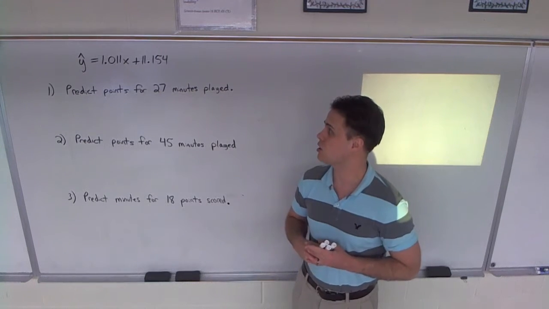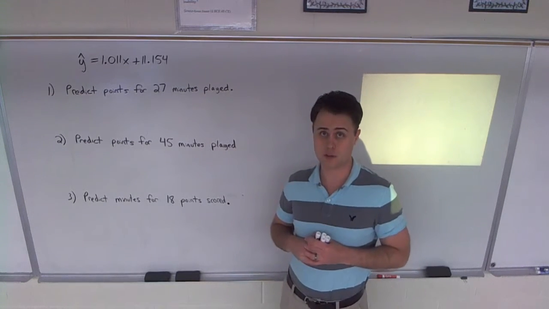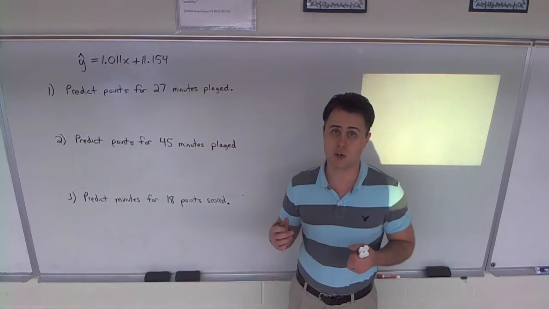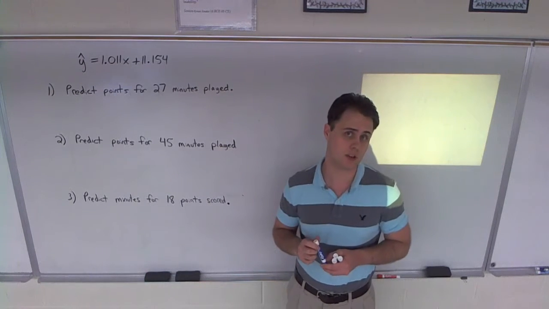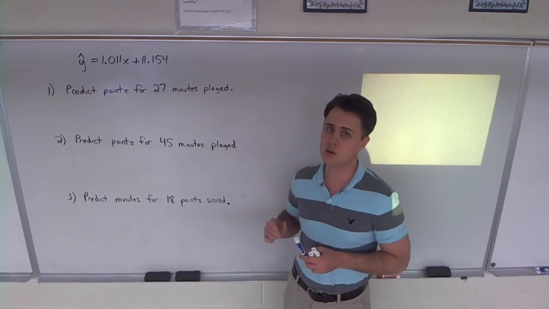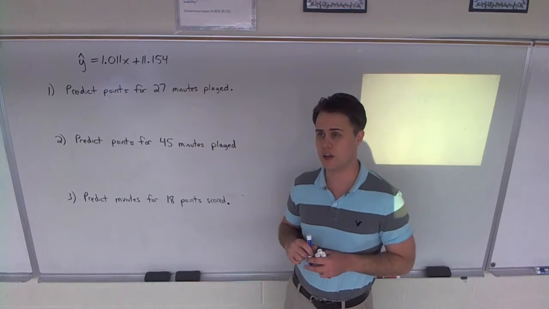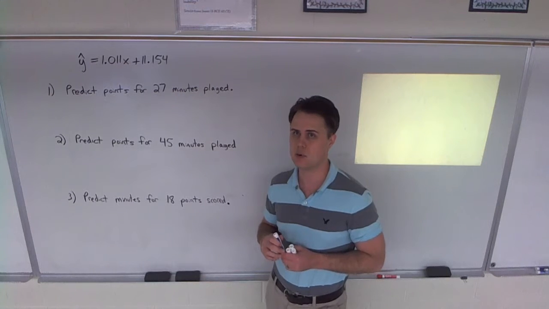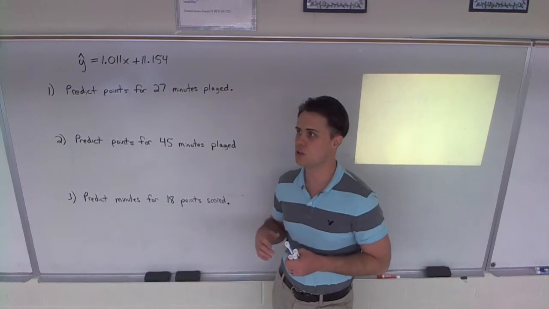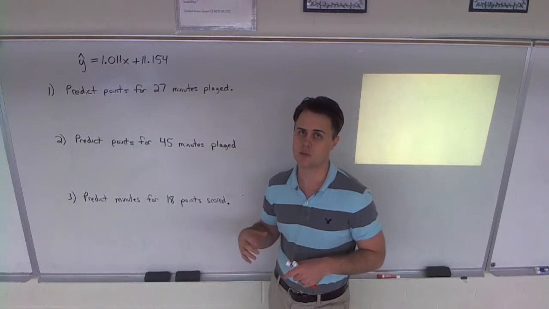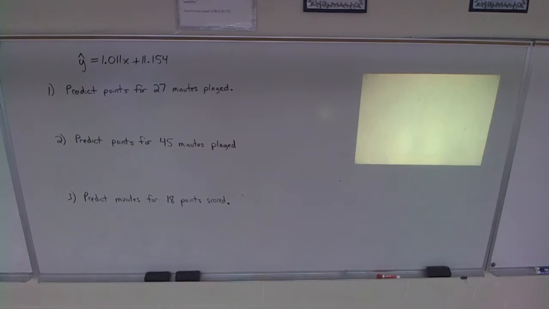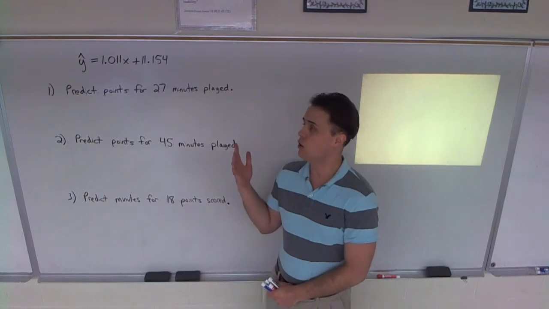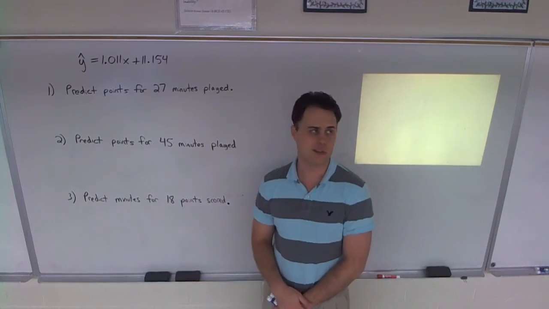So we were looking at predicting points scored for minutes. So this one says predict points for 27 minutes played by this particular basketball player. The first step on something like this is to label whether they're asking you to predict for an X or for a Y. Basically, when we choose X as the independent variable and Y as the dependent variable, we're making a choice about the structure of what is explaining what and what's being used to predict what. But either way, if you're given a model and you're given an X or a Y, you can stick it in and solve for the other variable.